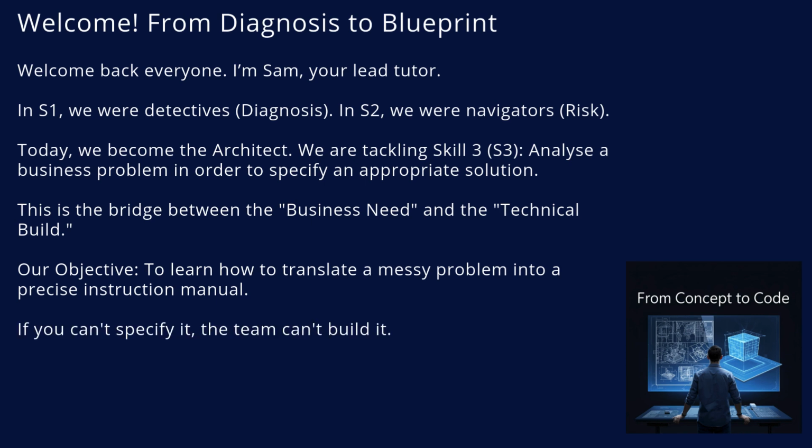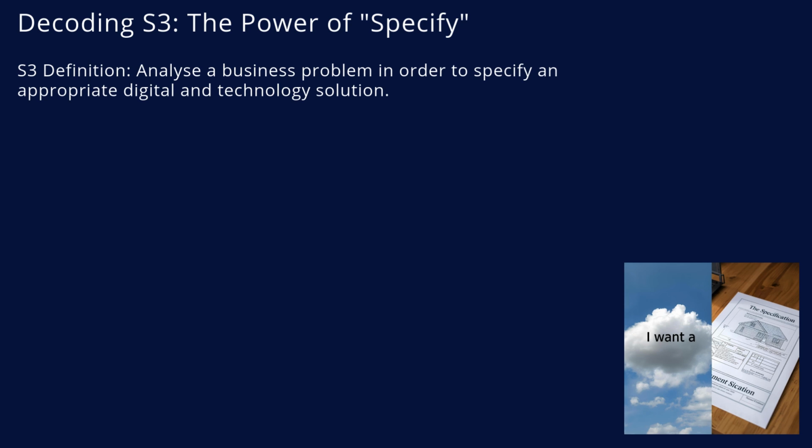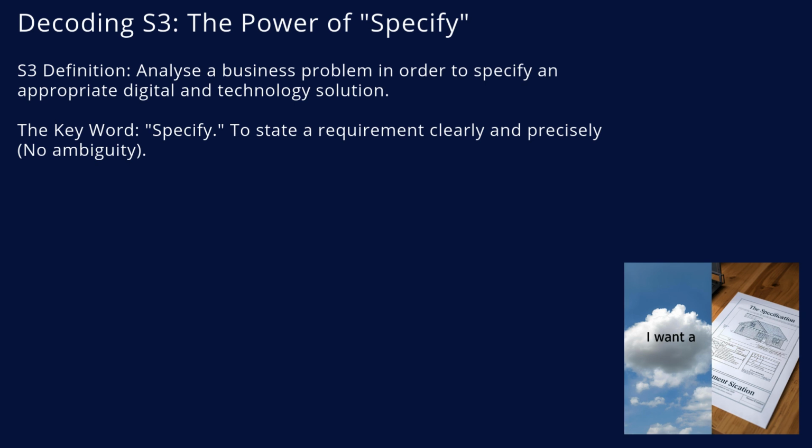Here is the hard truth: if you cannot specify it clearly, the team cannot build it correctly. Ambiguity is the enemy of delivery. Let's learn how to defeat it. Let's decode exactly what S3 demands of us. The definition is, analyze a business problem in order to specify an appropriate digital and technology solution. The operating word here is specify. To specify means to describe something in exact detail, leaving no room for confusion. It is the opposite of being vague.